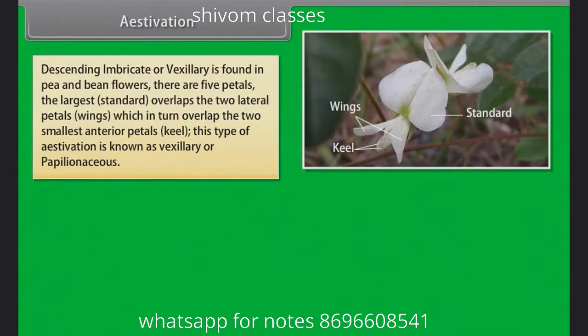There are 5 petals. The largest, the standard, overlaps the 2 lateral petals, the wings, which in turn overlap the 2 smallest anterior petals, the keel. This type of estivation is known as vexillary or papilionaceous.